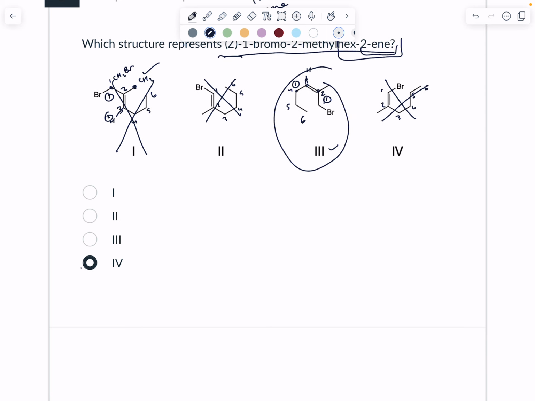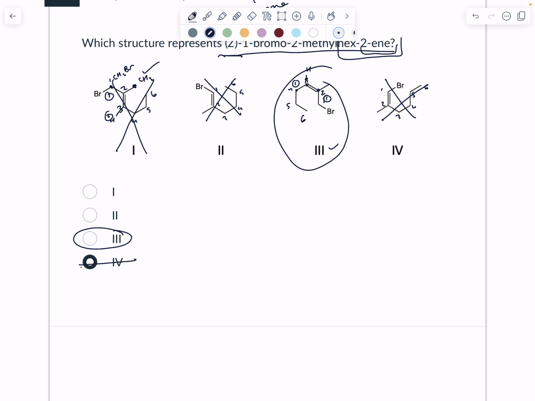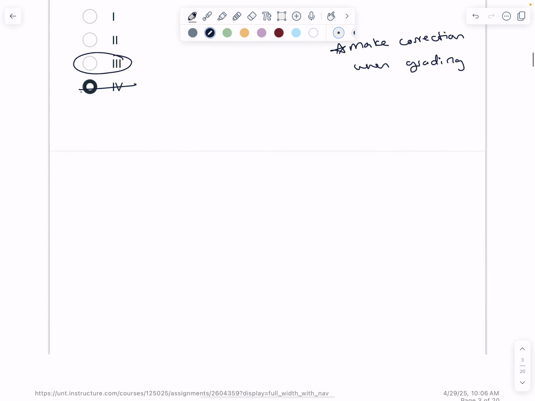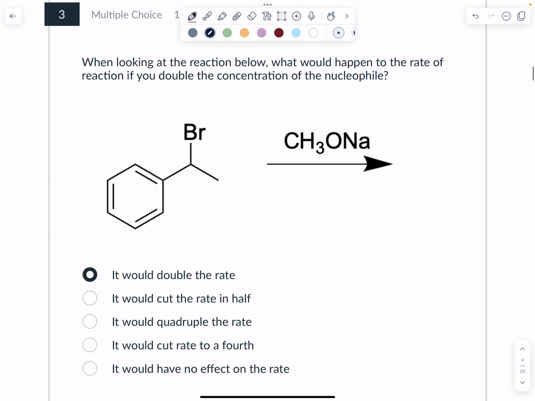And I just realized that that one's wrong. This is the right answer, so I'll need to make that correction when grading. So if you got that one wrong and you weren't sure why, it's because it was wrong on the key. Sorry about that.